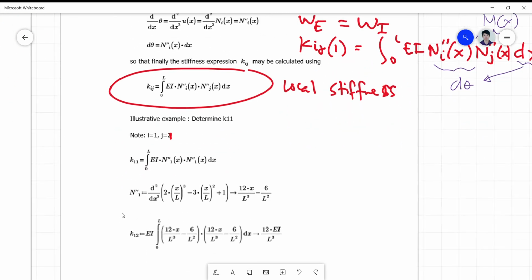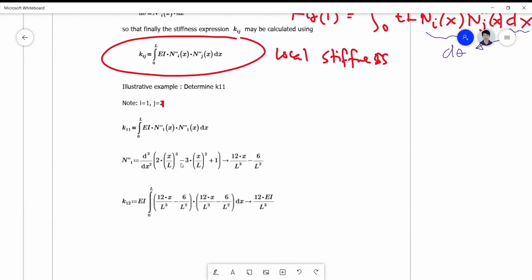I just plug in what is my N1, this one. Okay, N1 is this one, so it's just a squared. Fortunately, I use MathCAD to simplify things because I don't want to simplify it manually anymore, so I simply get 12E over L cubed. So that's the good thing.